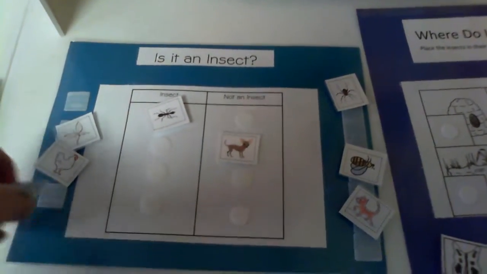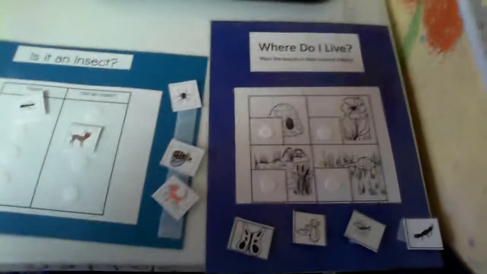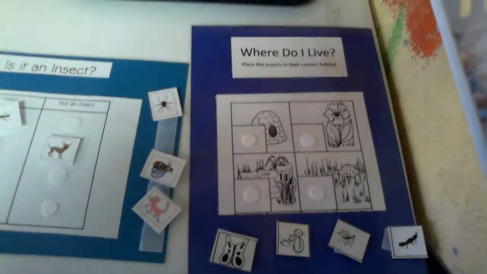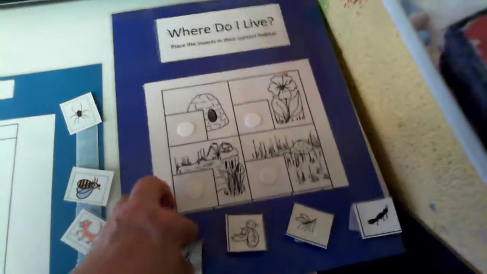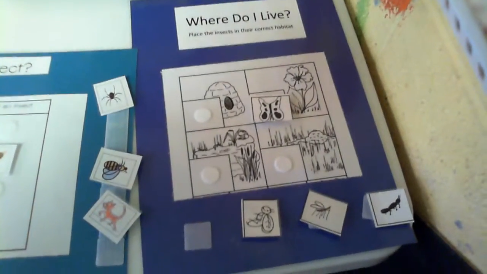And this is it an insect? And they have the picture, and they have to then identify whether it's an insect or not an insect, and they can put it in the correct column. The other one is where do I live? And this one is where they're supposed to figure out what habitat the insect lives in. So, and again, this is laminated with Velcro. And then we've got like a butterfly would live in a flower, the bee in the hive, etc.